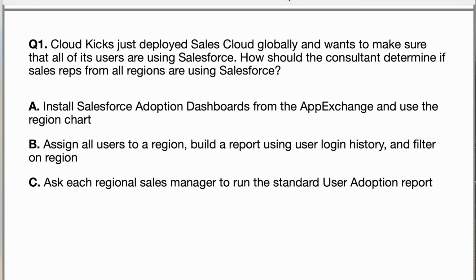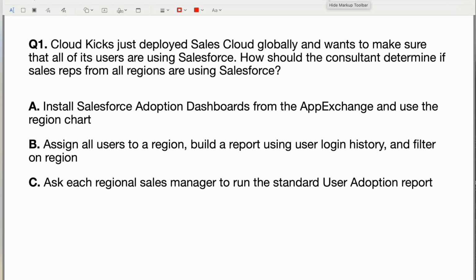So what I will say is, let's look at A. Install Salesforce adoption dashboards from the App Exchange and use the region chart. So that sounds like a pretty good option. The App Exchange already has pre-configured dashboards, not only for adoption, but for other sales cycle or sales life cycle related topics. So this seems like a pretty good choice.